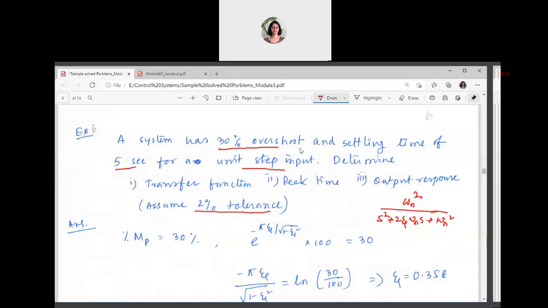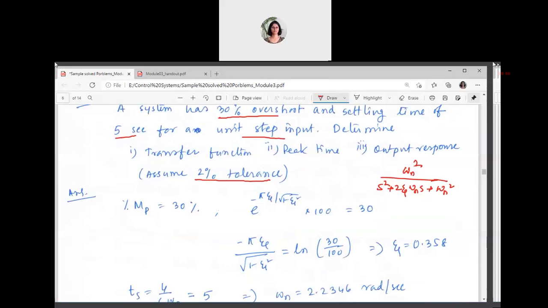Okay, so once we have this overshoot known, percentage MP is equal to 30%. What is the expression for percentage MP? E to the power minus pi zeta by root over of 1 minus zeta square, into 100 because it is percentage, which is equal to 30. Now from this equation, this part, minus pi zeta by root over of 1 minus zeta square, can be written, since here it is e, as ln of 30 by 100.